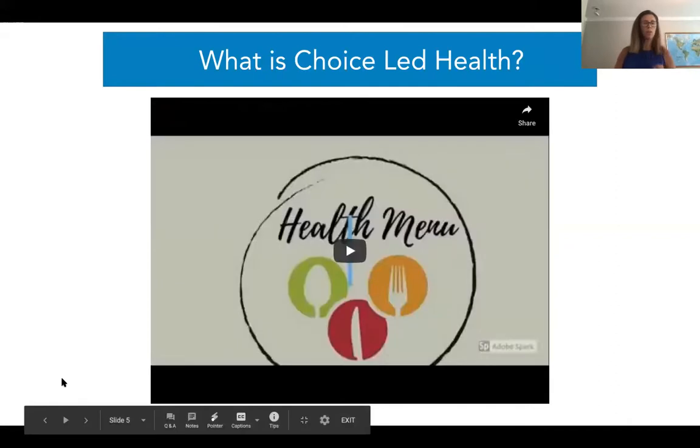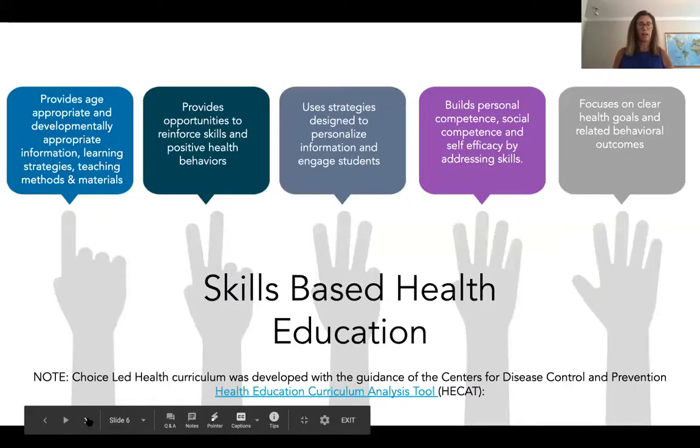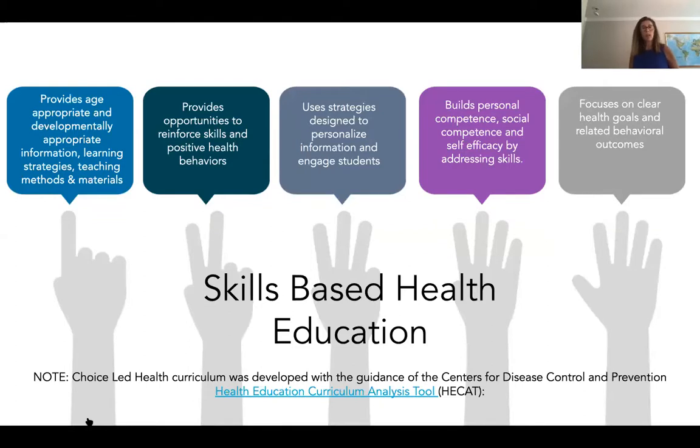So just quick little whimsical videos to explain to students in a very easy, short, concise way what a choice-led health classroom is. Choice-led health was developed based on the guidance of the Centers for Disease Control, HECAT, the Health Education Curriculum Analysis Tool. There's actually 15 characteristics to a quality skills-based health education program, and these are some of the top 5 that I pulled that are aligned to our choice-led health. You really don't need to know about this, but know that there's been purpose, scope, and sequence from grade 6 all the way to high school with this choice-led health curriculum.